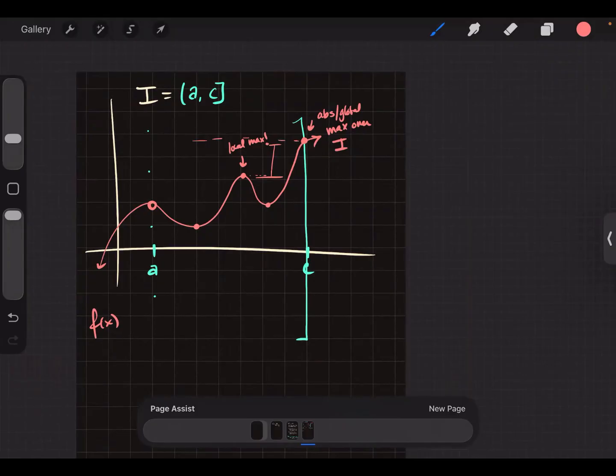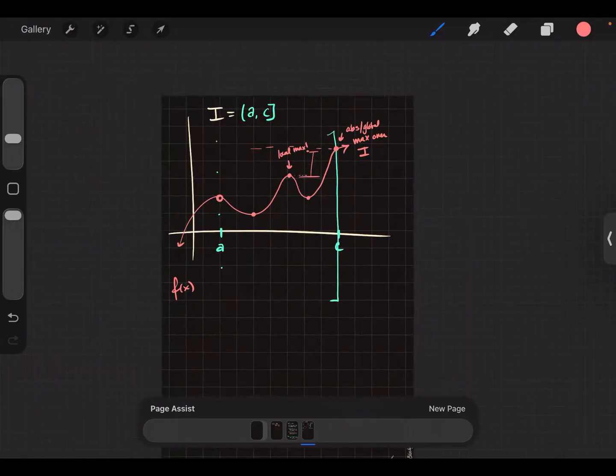What I'm actually going to do instead of what I did in my in-person lectures, I'm going to throw all of my definitions first and then do some problems. Okay.